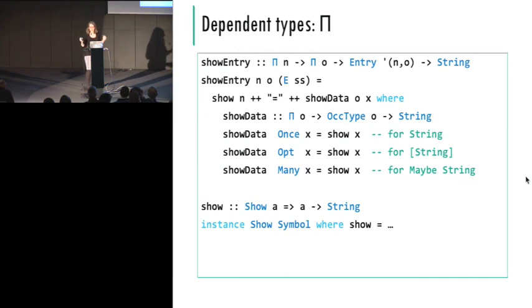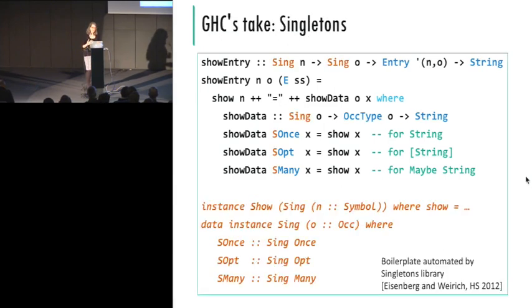Now, I don't have Pi in Haskell, right? So this is not the code I wrote. Let me show you the code I did write. I had to use a technique in Haskell that's called singletons. What singletons gives you is the ability to create a data structure that exactly mirrors your type level arguments. And so whenever you take a type argument, you also take a singleton argument at the same time, and if you need that type argument around at runtime, you use the singleton argument instead.